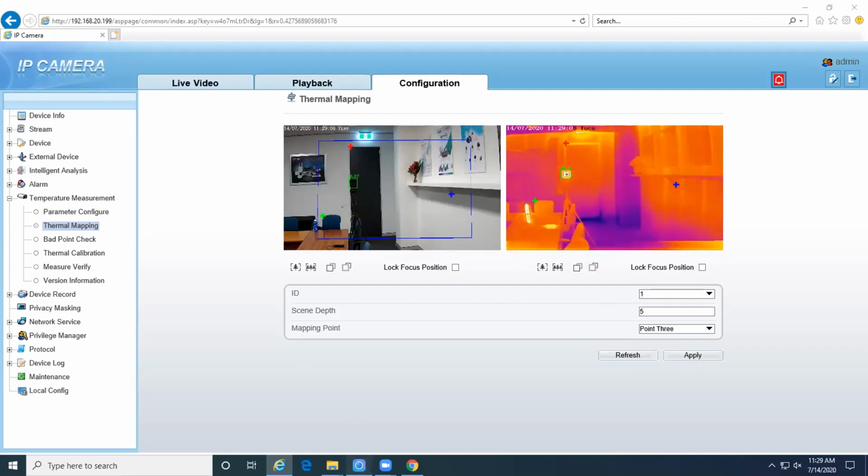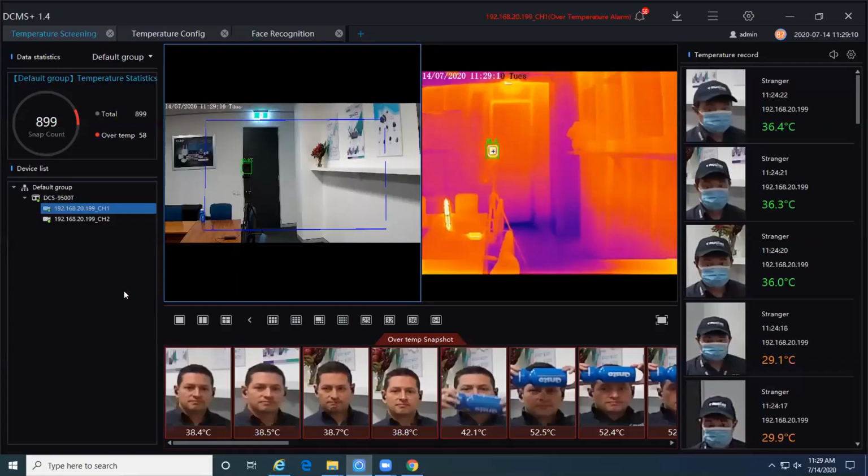Now let's have a look at the software. All right, so you've already seen that. This is software which shows you 2 streams from the camera, the visible spectrum and the thermal spectrum.